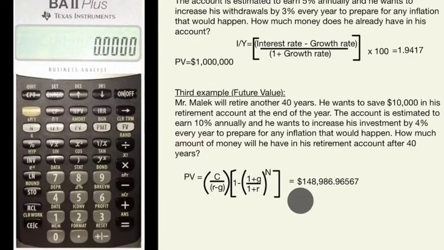For example, Mr. Malik will retire in another 40 years. He wants to save 10k in his account at the end of the year. The account is estimated to earn 10% annually and he wants to increase his investment by 4% every year. How much money will he have in his account after 40 years?